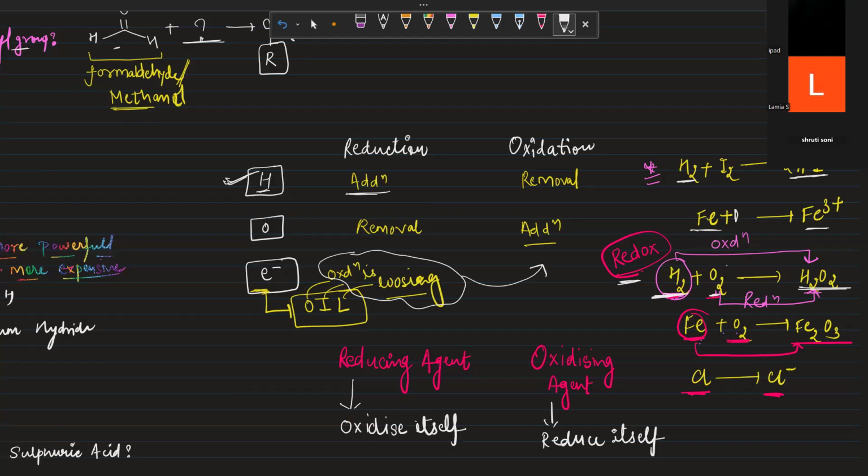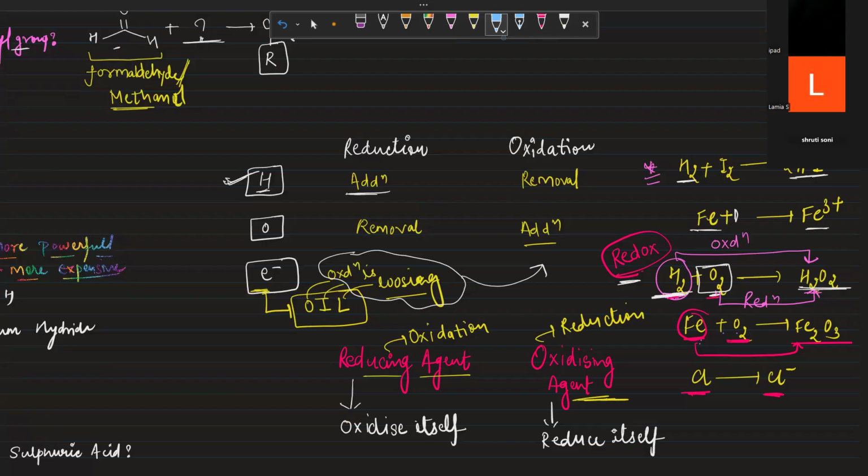So in this case, O2 is used in the oxidation process for hydrogen. You can say that if oxidation takes place for any reagent, that reagent is known as a reducing agent. And if any reagent proceeds with reduction, that agent is known as an oxidizing agent. These two terms you need to learn.